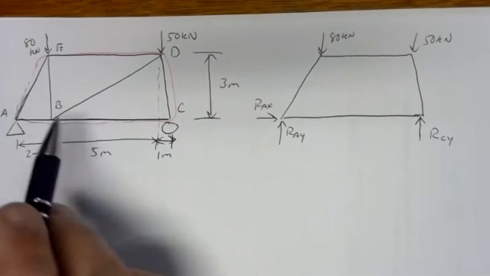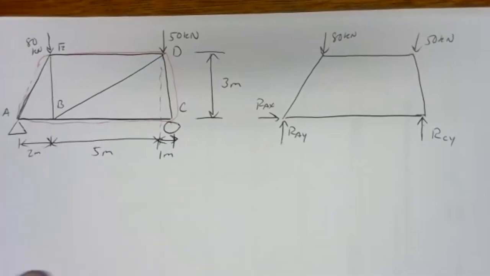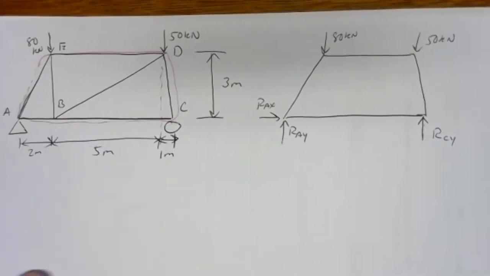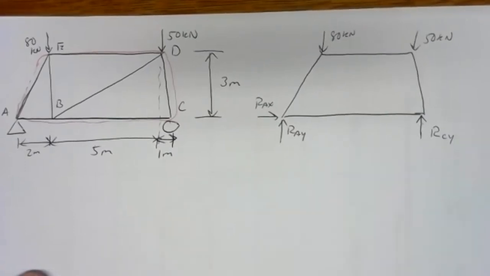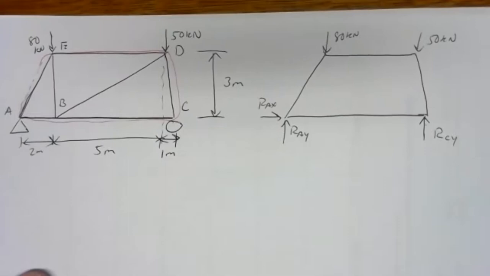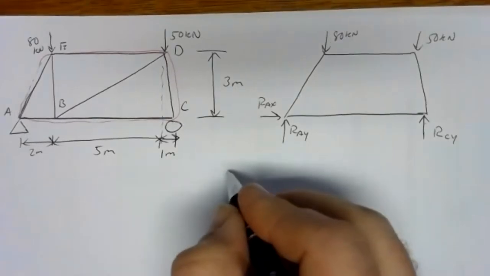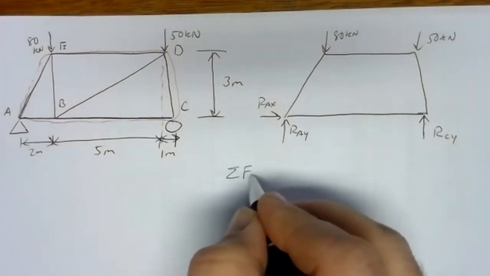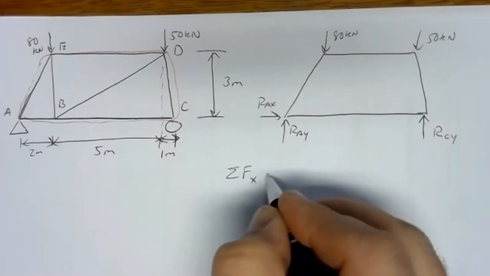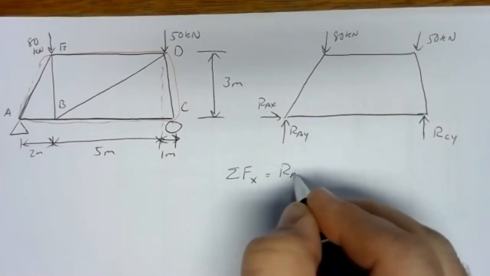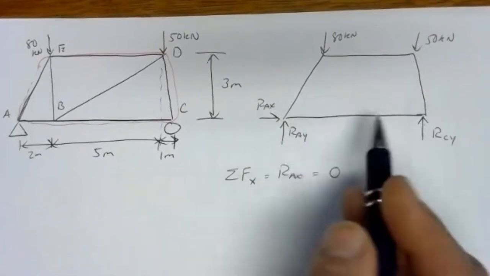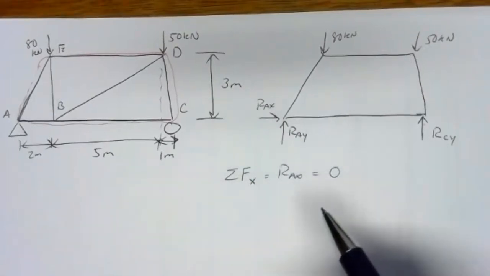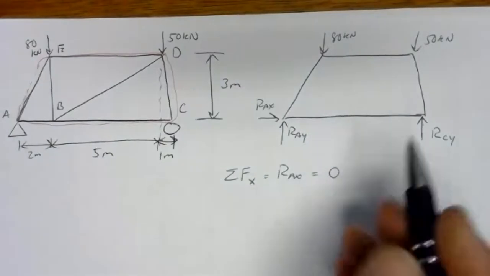And we'll borrow the geometry from the drawing on the left. So let's go ahead and do our sum of forces in the X and Y direction and sum of moments about a point. So sum of forces in the X direction, all we've got is RAX. So that's 0. No side loads on this, so nothing for the pin support to react against. All we've got are vertical loads.